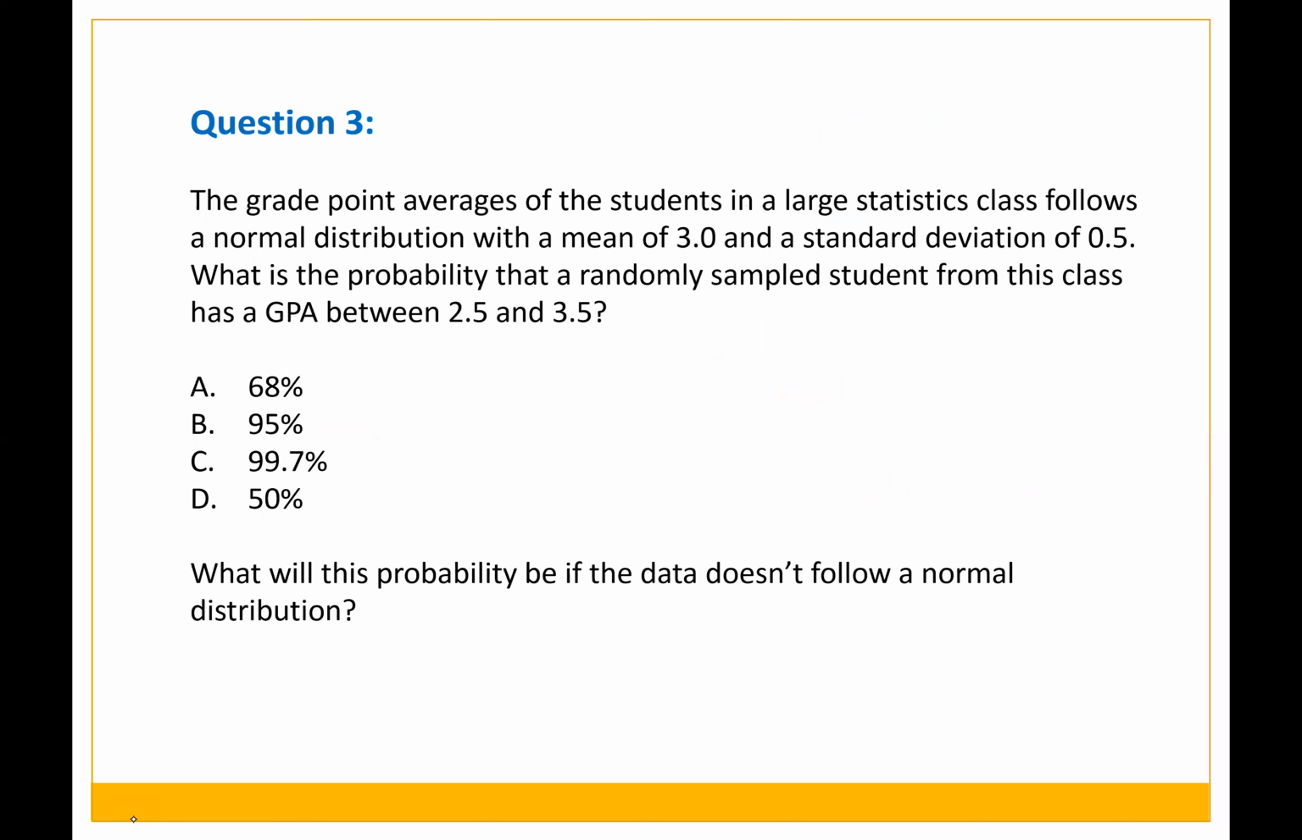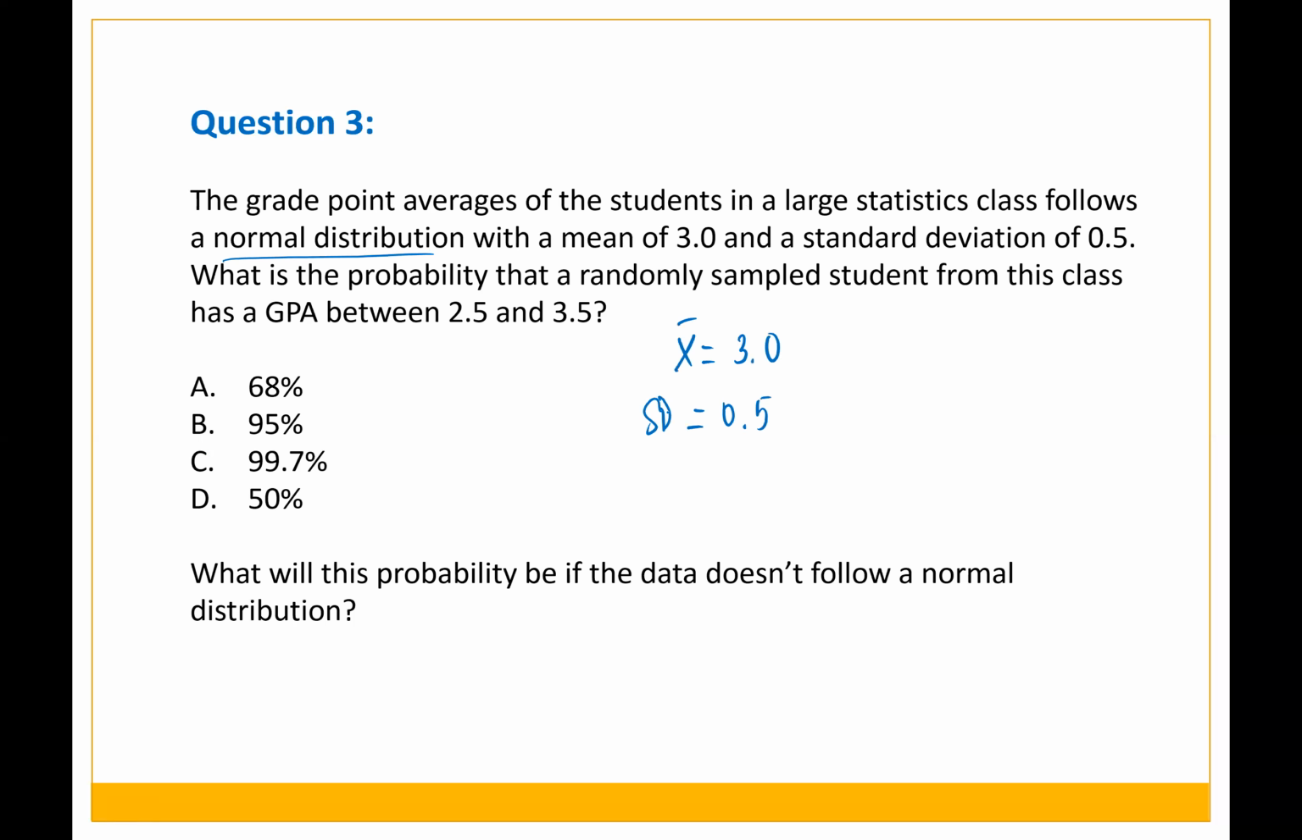Now let's go to question 3. Again, stop me if you want to work on it alone. The grade point average of the students in a large statistics class follows a normal distribution with a mean of 3 and a standard deviation of 0.5. What is the probability that a randomly sampled student from this class has a GPA between 2.5 and 3.5?